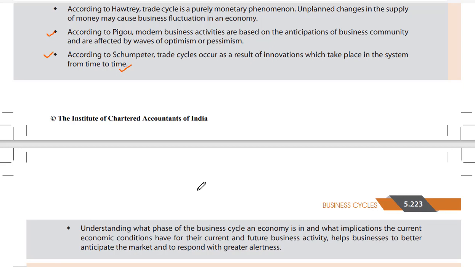Understanding what phase of the business cycle an economy is in, and what implication the current economic conditions have for their current or future business activity, helps business to better anticipate the market and to respond with greater alertness.